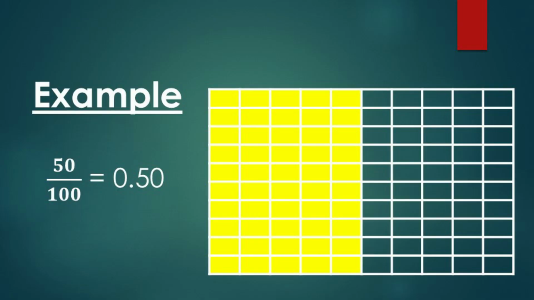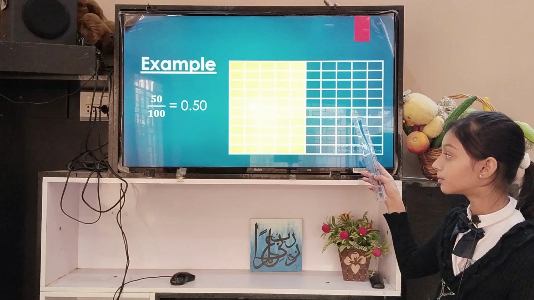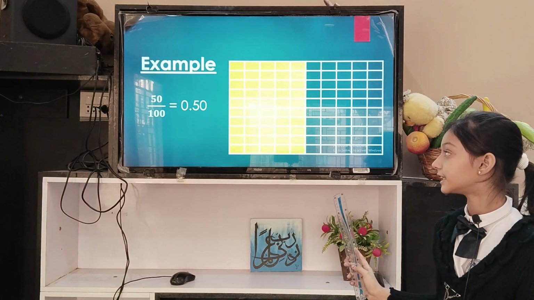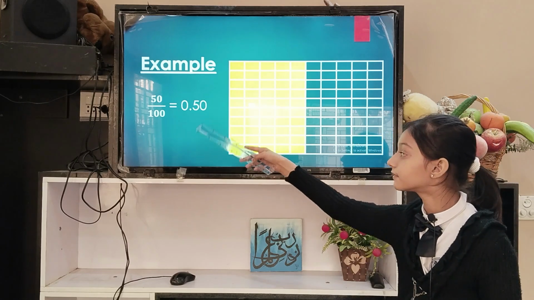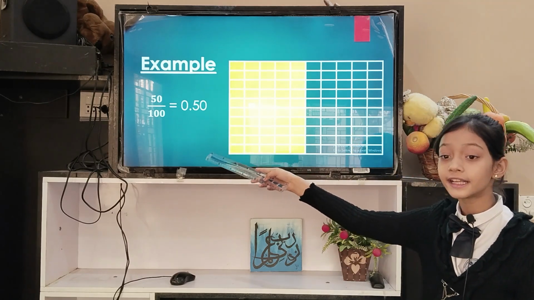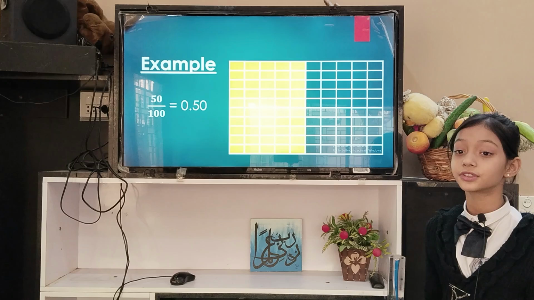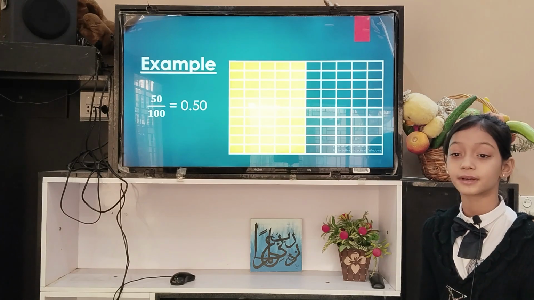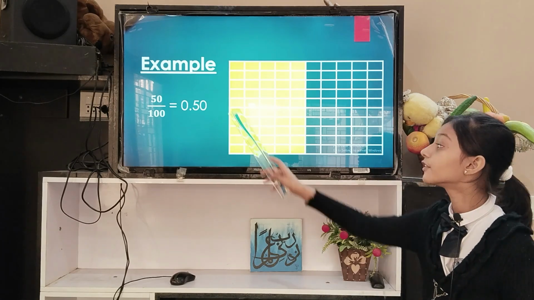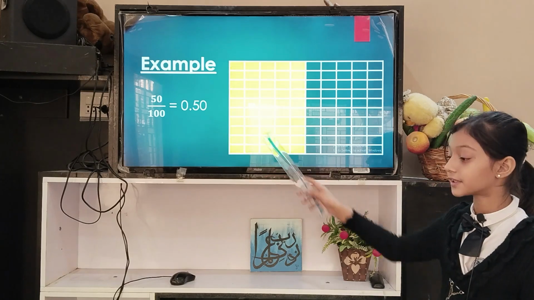Example. In this rectangle, there are 100 blocks and 50 of them are shaded. So our fraction is 50 upon 100. We have 100 and in 100 there are 2 zeros. So it means we have to write 2 numbers after the point. 50 upon 100 is equal to 0.50.